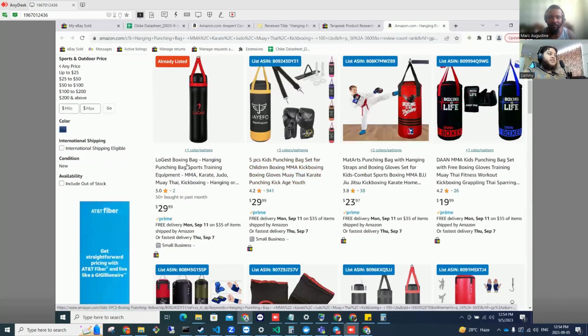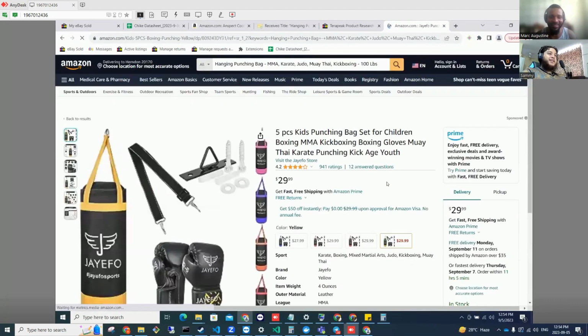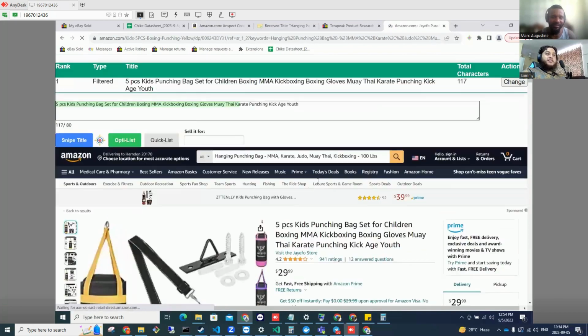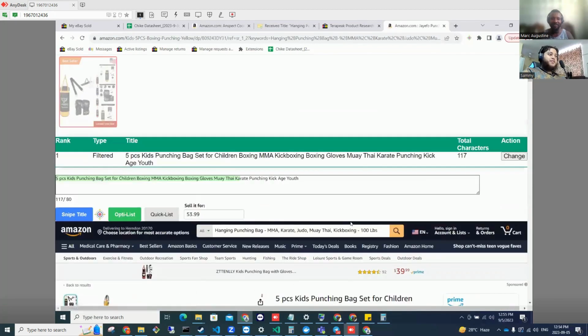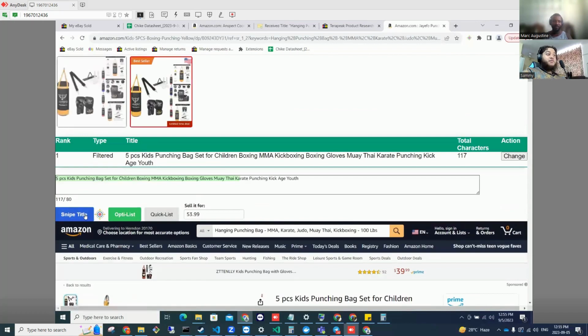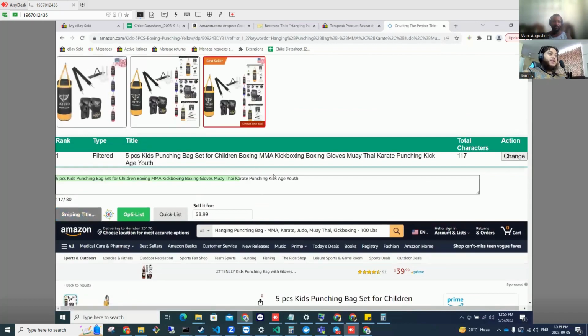By the way, this one makes me want to list the second one. Yeah. I saw that too, and I thought about it. I was like, 5 piece, five. It looks like a lot more value right off the bat. Ah, but it's a kid's punching bag. That's the difference. Yeah, who knows? Maybe it'll sell.